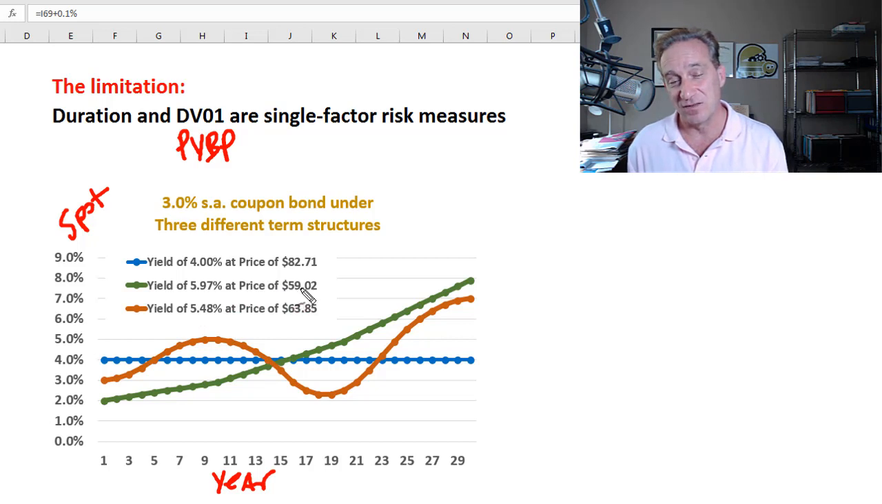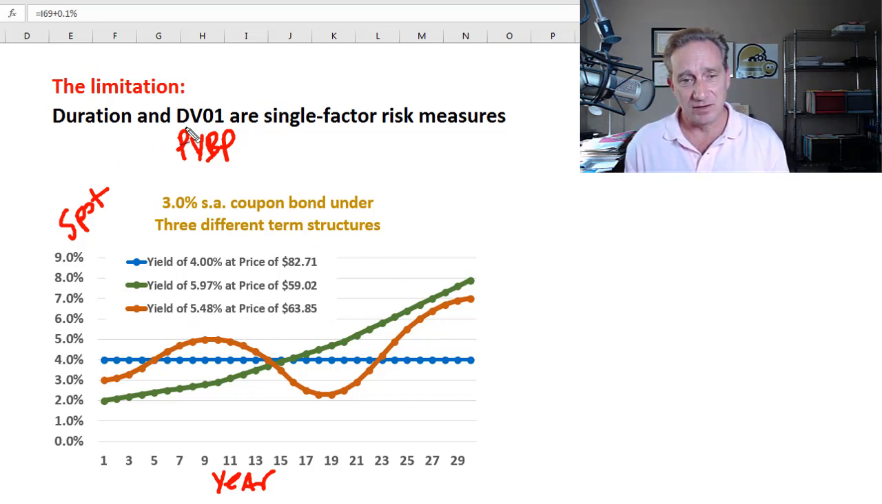Okay, so under that scenario, the same exact cash flows associated with the bond imply a price of $59.02 and a significantly higher yield of 5.97%. And finally, I made up a sort of wacky term structure here that does a little bit of both, and it has a price of $63.85, corresponding with a yield of 5.48%. So here's the point about the limitation.